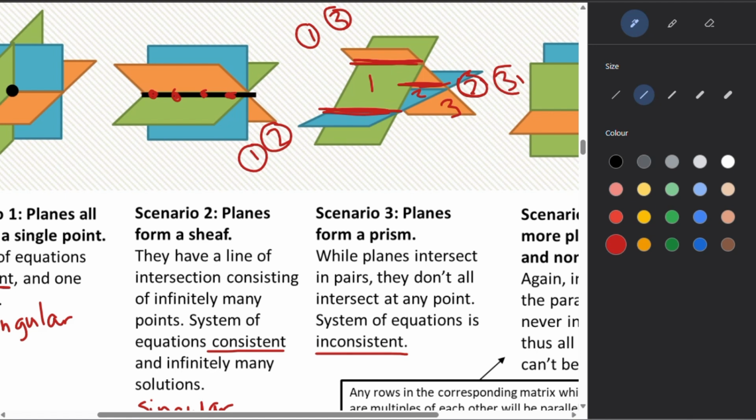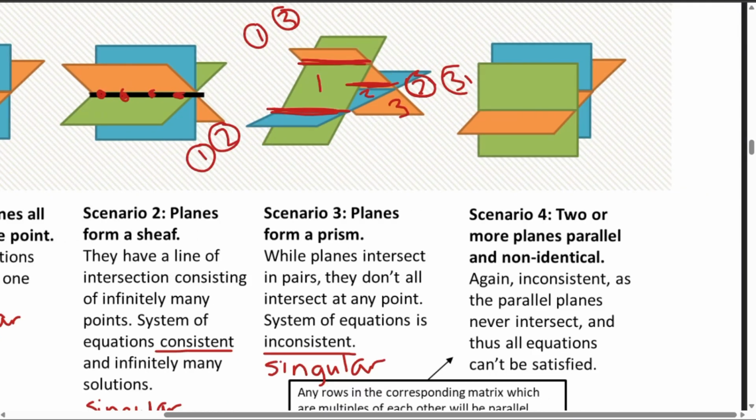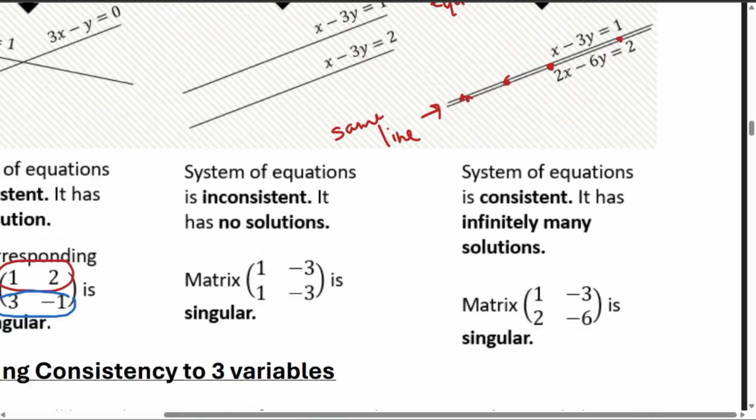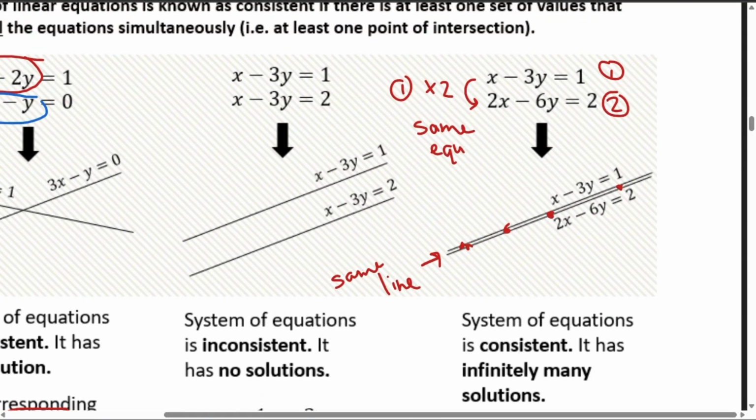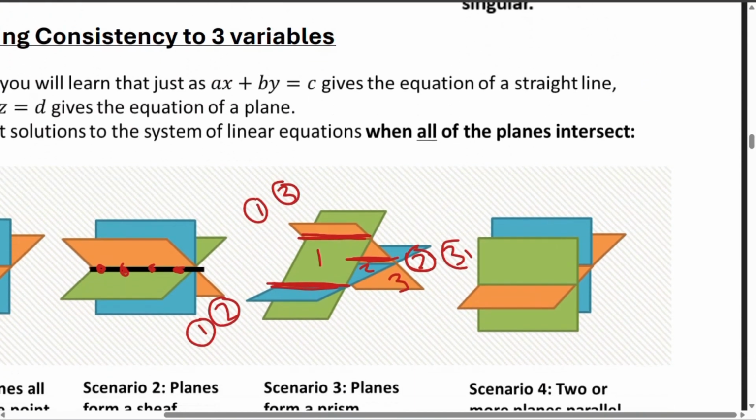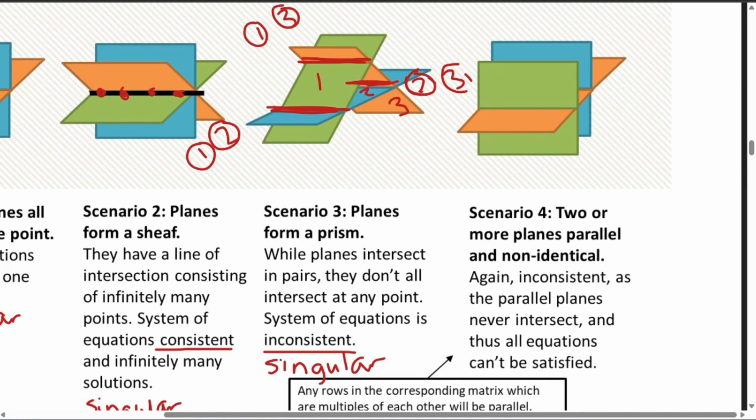So they have no solutions. It's inconsistent, meaning that would also be singular. You could not find the inverse of that because you need a single point of intersection. So that's a prism of planes. And then finally, we have 2 or more planes that are parallel and non-identical. That marries up with the middle one of this one, where they're parallel. You could have 2 planes that are parallel, or all of them could be parallel as well.